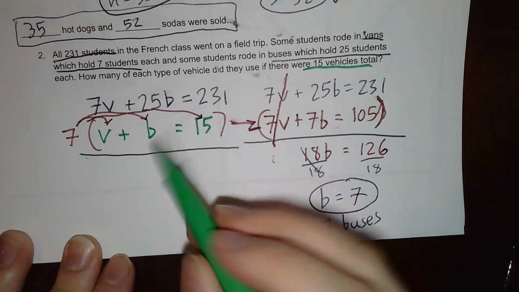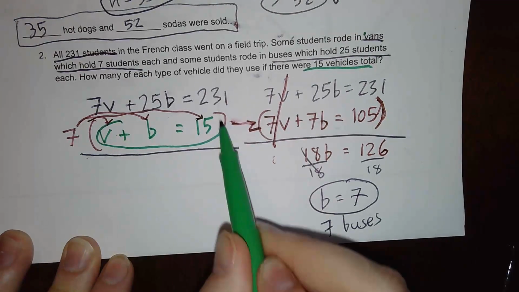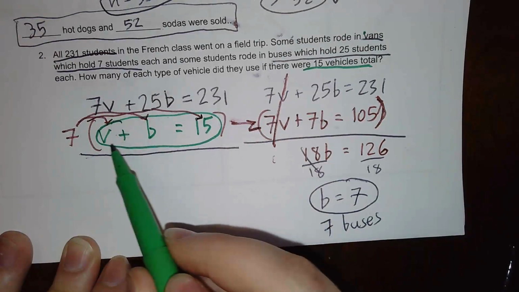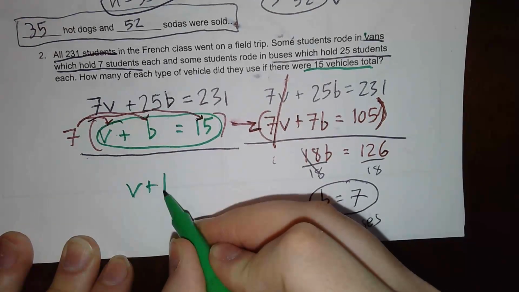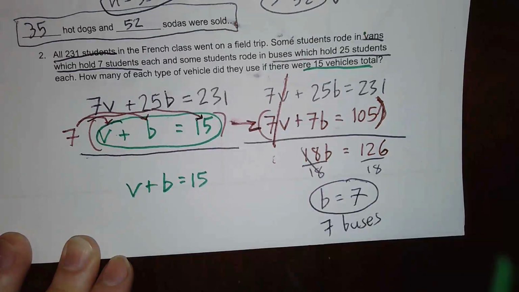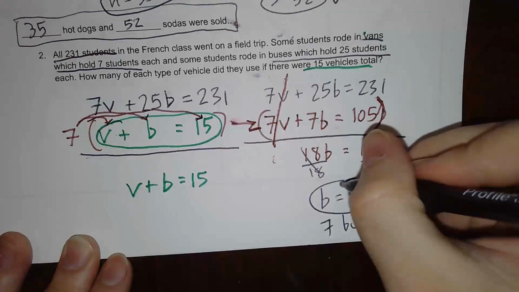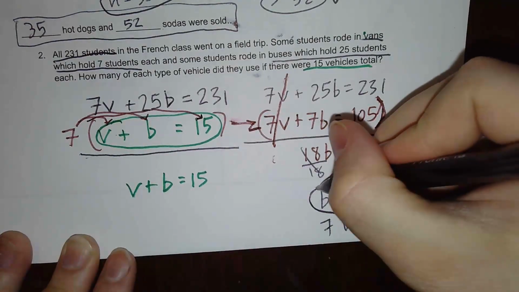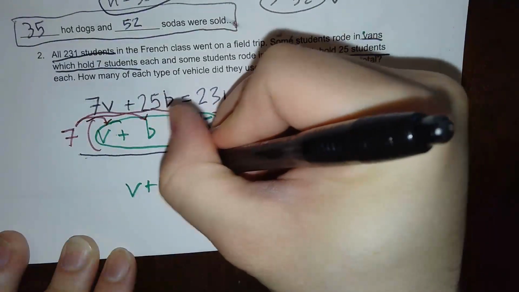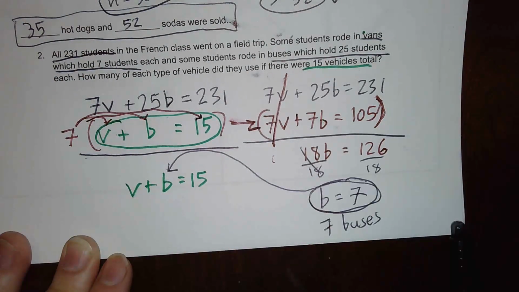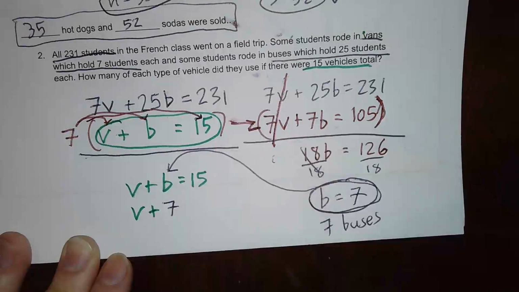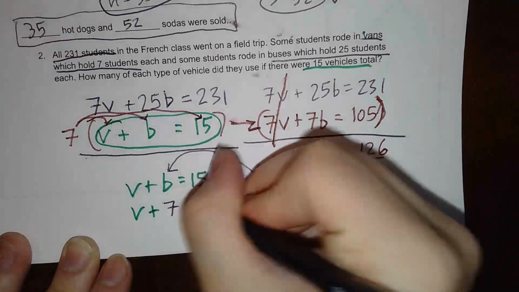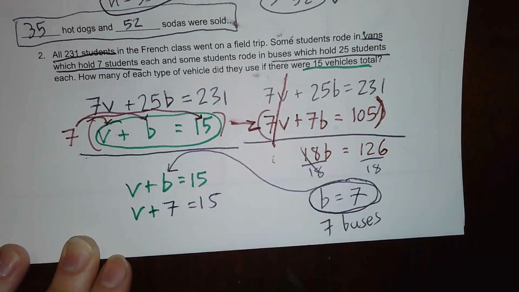Okay, we're going to go back to our equation here. You can use the top equation if you'd like, but I'm going to use the bottom equation since it's a bit easier to deal with. That gives me v plus b equals 15. Now, which letter did we just solve for? Let's substitute that into our equation. That gives us v plus 7 equals 15. Now, what number plus 7 equals 15?